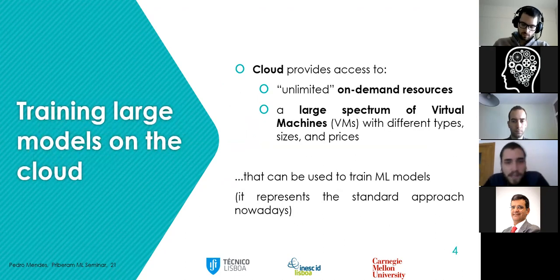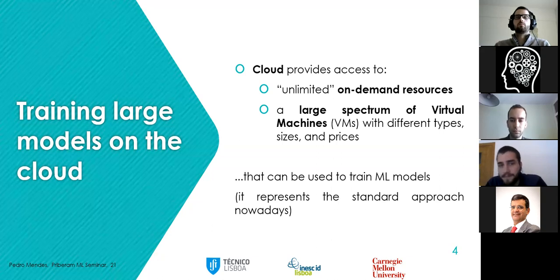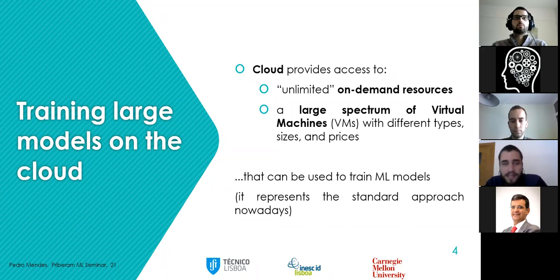And in this context, the cloud can provide a good option to train these machine learning models, because the cloud provides access to almost unlimited on-demand resources, and it offers a large spectrum of virtual machines optimized for different purposes, with different types, sizes, and prices. And right now this is the standard approach. So a lot of companies and users are deploying their models in the cloud, and this way they can avoid buying and investing in very expensive hardware.